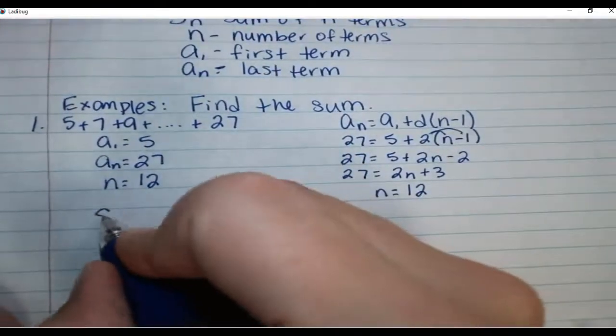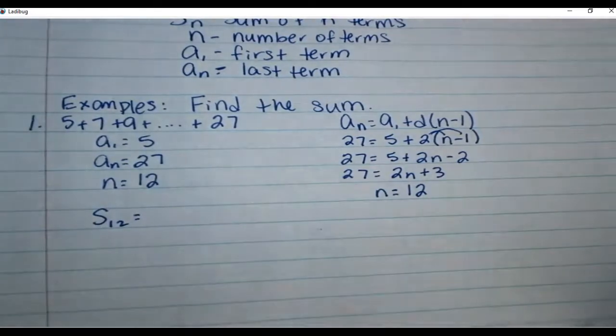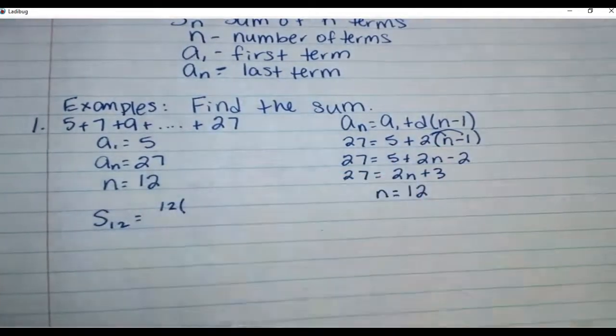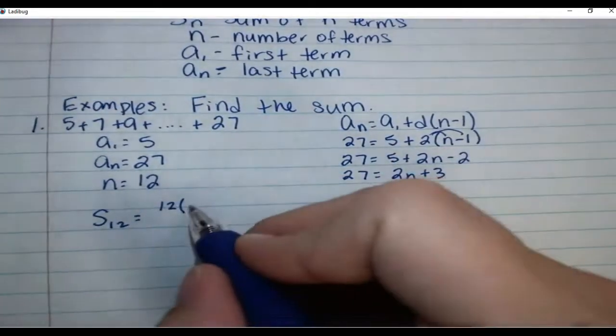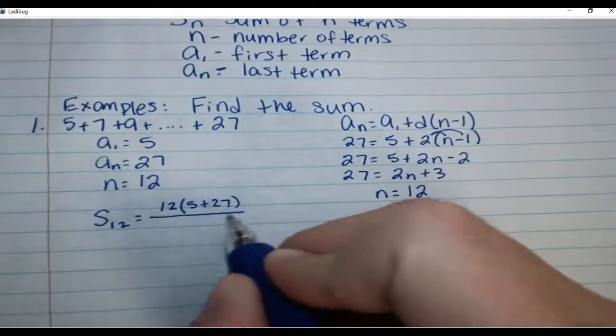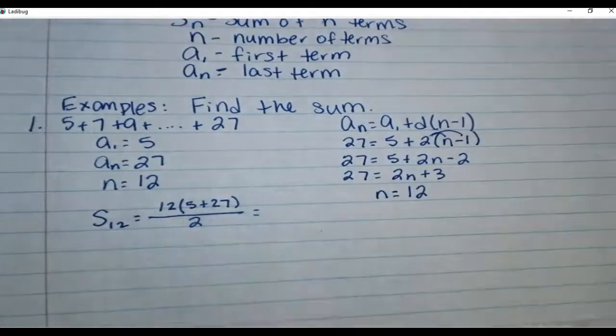So we want S of 12. And then we just plug it in. So 12 times a1 plus an, so 5 plus 27 divided by 2. And then you can just type it in your calculator just like that. You can type it as a fraction or not, it doesn't matter.